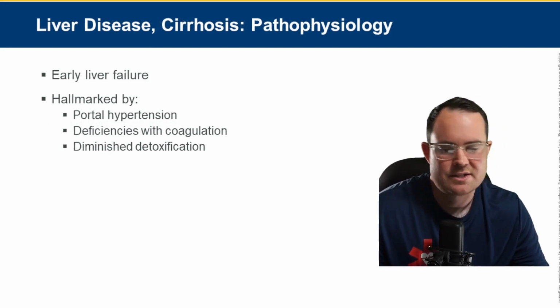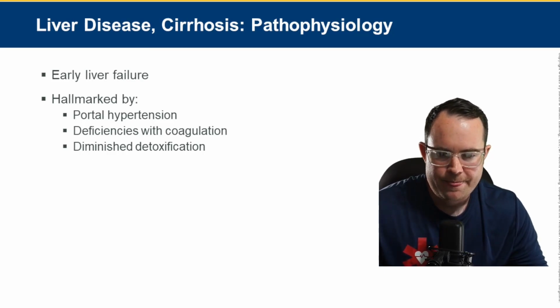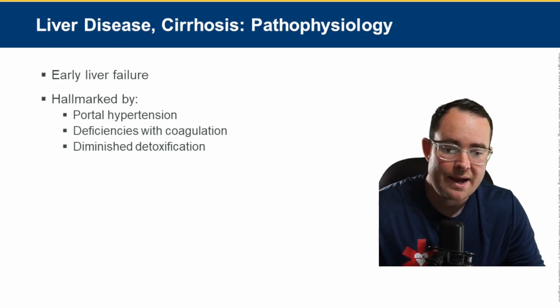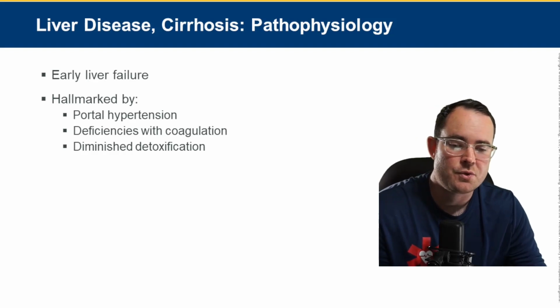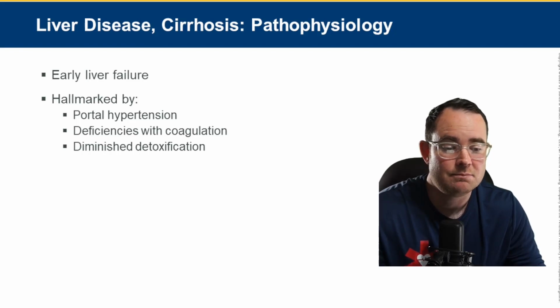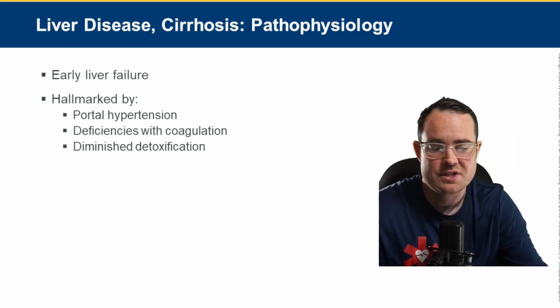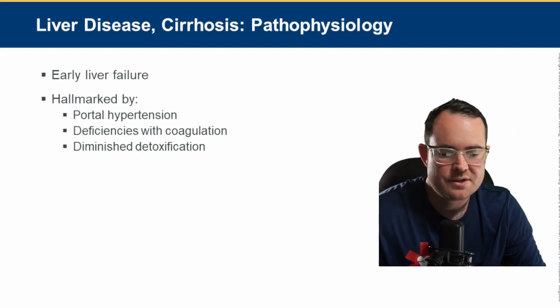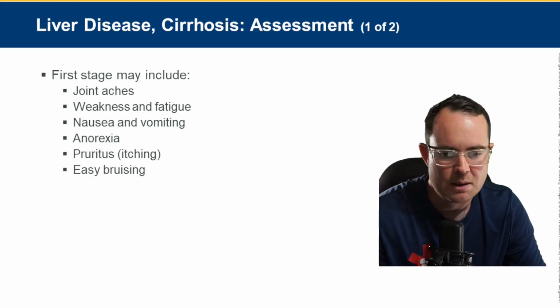Liver disease, cirrhosis. Please know what that is. Cirrhosis, disease of the liver. It can be marked by portal hypertension, deficiency with coagulation, and diminished detoxification, because remember, that's what your liver does. It detoxes. So your patient's going to have some issues going on. Remember, the portal vein connects your liver to your intestines. So just know that that's going to cause some serious complications if the liver can't do its job.